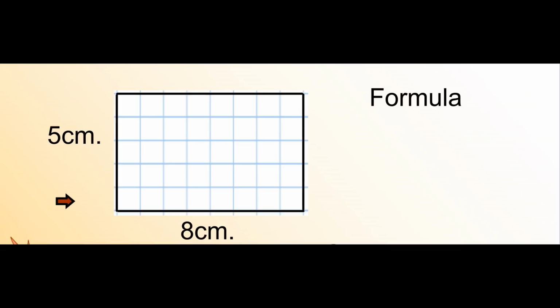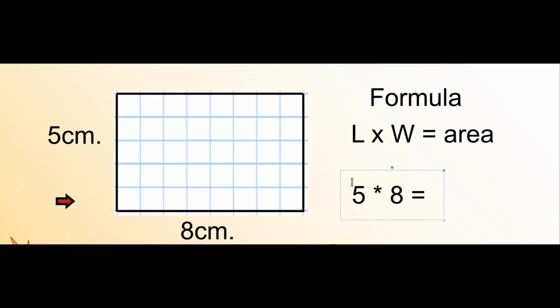My formula for finding area is length times width. So in this case, we would do 5 times 8, and that would give us an area of 40 square centimeters.